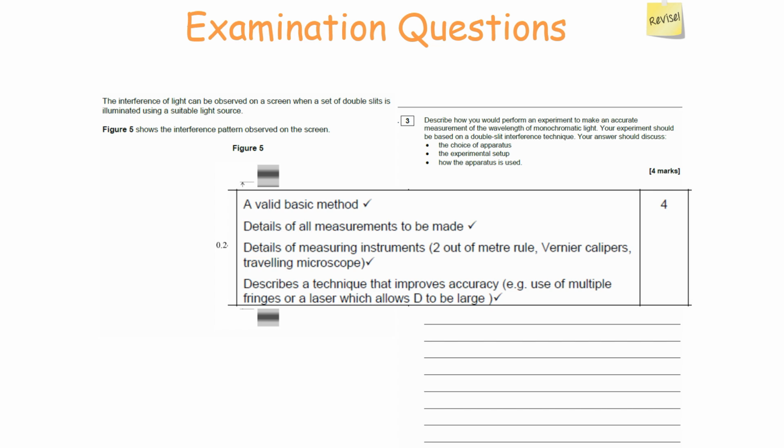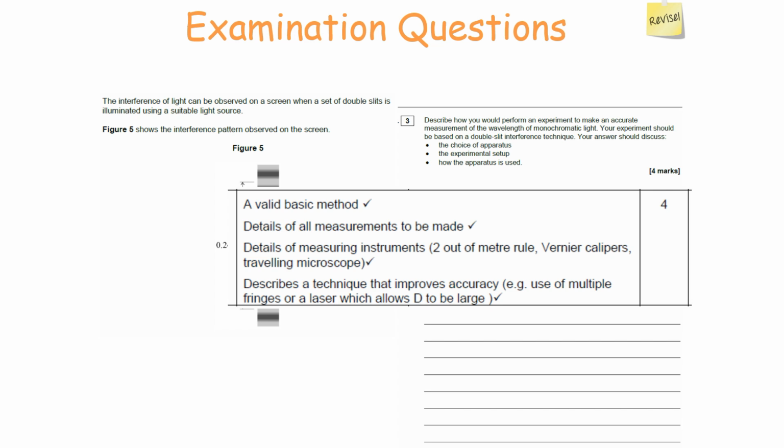Then finally, you want to think how you would get your values accurately. Now firstly, you would talk about maybe measuring multiple fringes and then dividing by the number of fringes like we did in the previous question to then work out the value, which will have a lower percentage uncertainty because you're measuring a bigger number. So instead of saying I'll measure the fringe space between 2 fringes, I'll measure between 10 and then divide by the value, and then you can work it out like that.